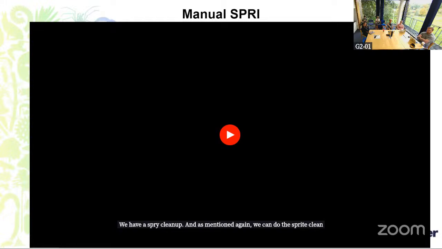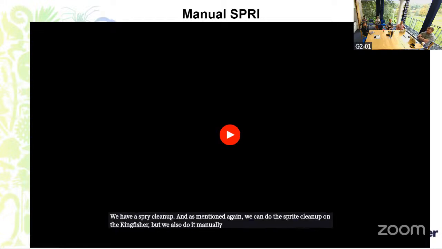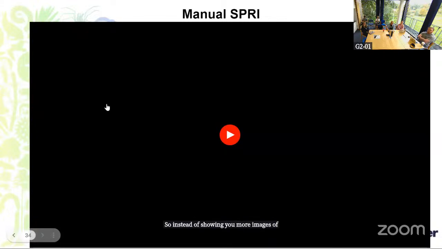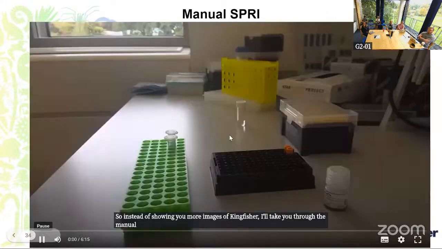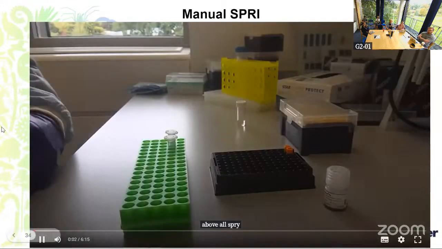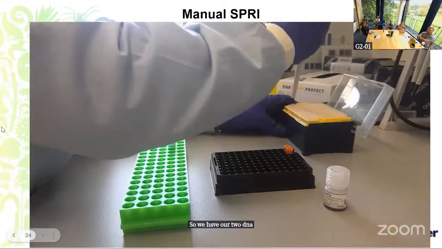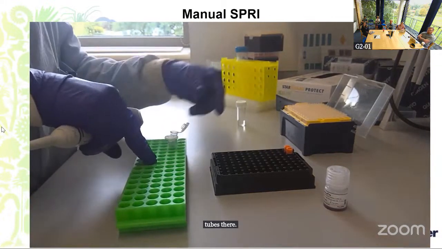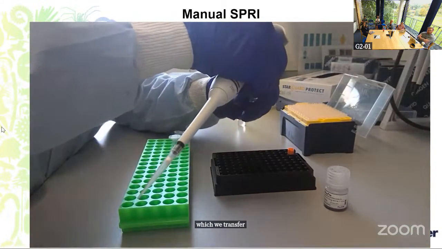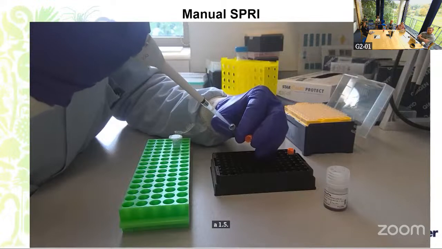Okay, yeah, thanks, Liz. So as Liz mentioned, following our fragmentation, we have a SPRI cleanup, and we can do the SPRI cleanup on the KingFisher, but we also do it manually for smaller numbers of samples. So instead of showing you some more images of the KingFisher, I'll take you through the manual process of our SPRI. We have our 2 DNA tubes there, which we transfer into a 1.5 ml Eppendorf.